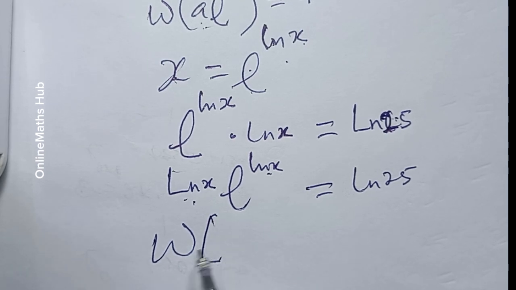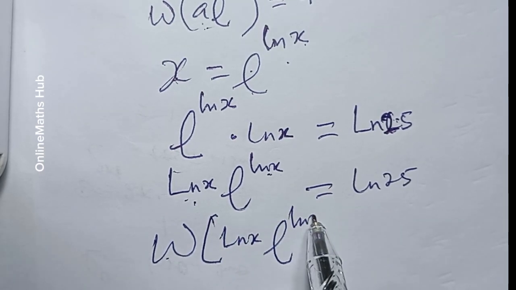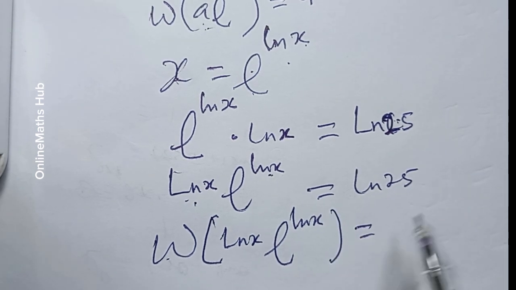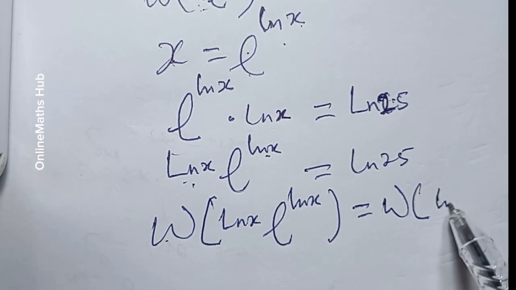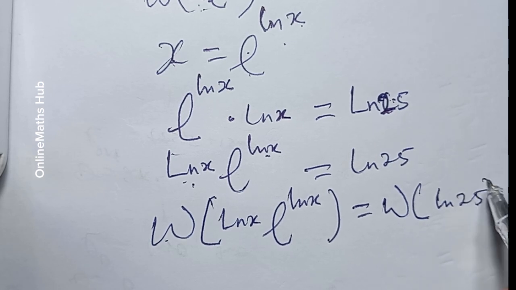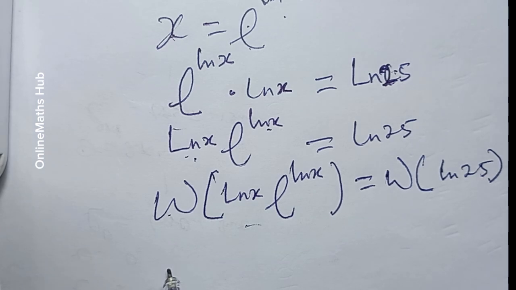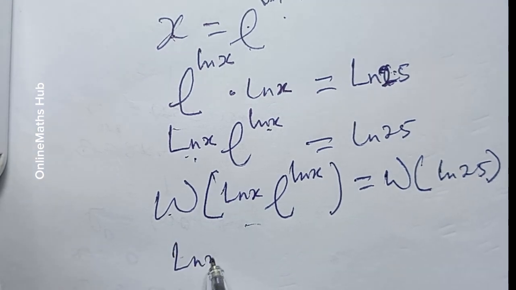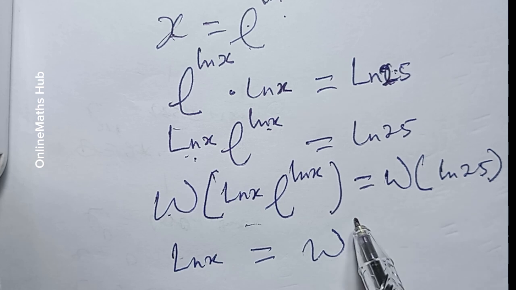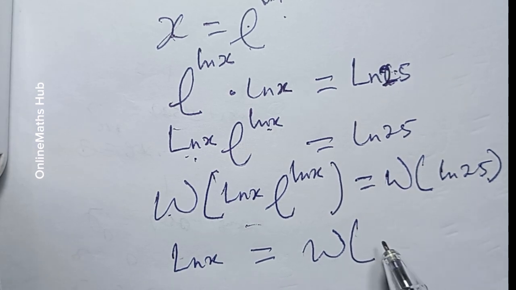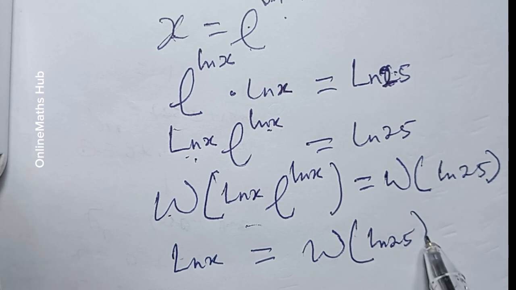I'm going to have the Lambert W function of natural log of x exponential natural log of x is equal to the Lambert W function of natural log of 25. And then this whole left side is going to collapse to natural log of x is equal to what we have at the right hand side. So this is Lambert W function of natural log of 25.